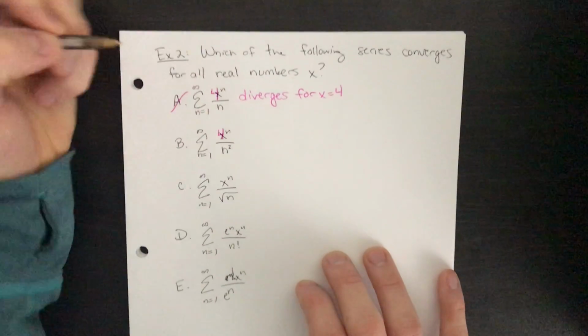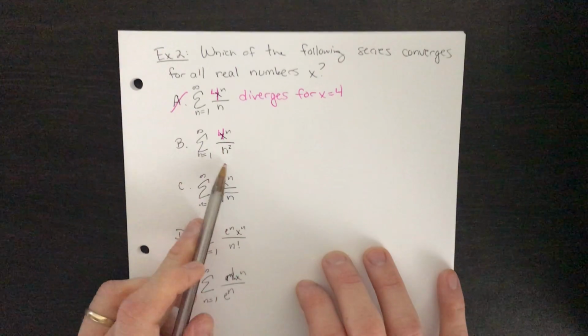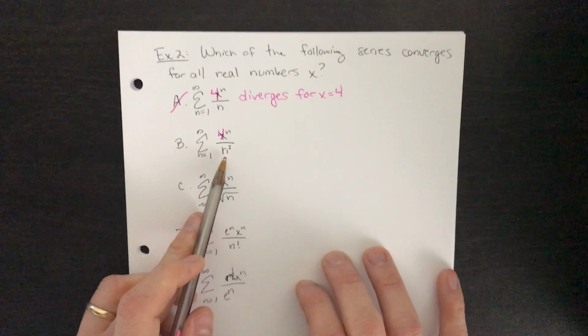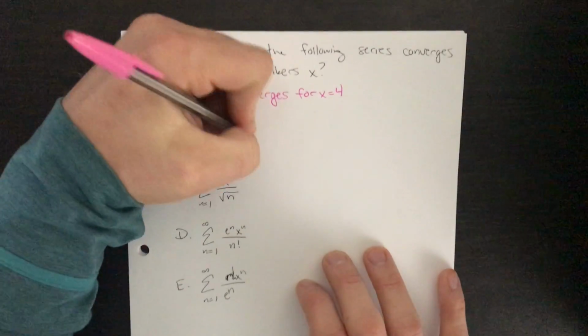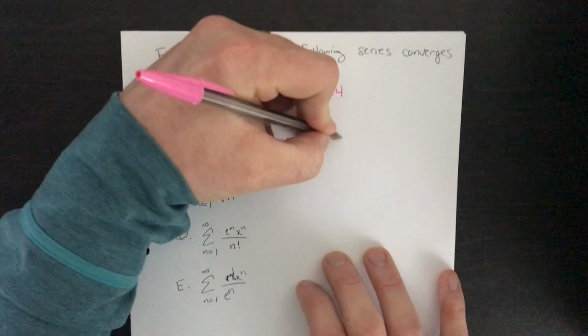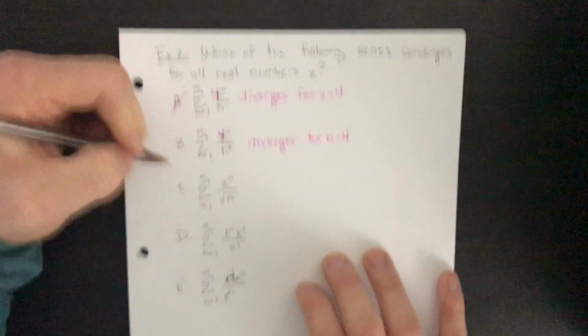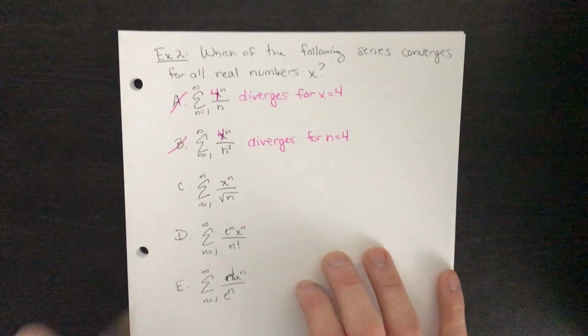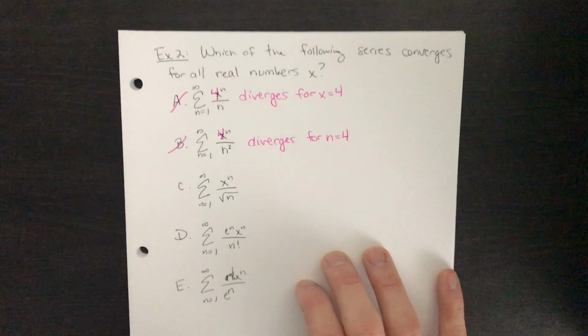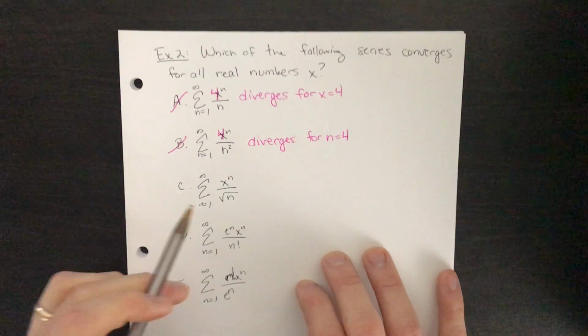B, let's use the same number, 4, still growing exponentially on the top, and on the bottom, it's only a quadratic. Well, exponentials grow faster than quadratics, so this diverges for n equals 4. The ratio test can prove this if you want to do it, but it's really a question of do you understand what's happening here without actually performing all of the work.